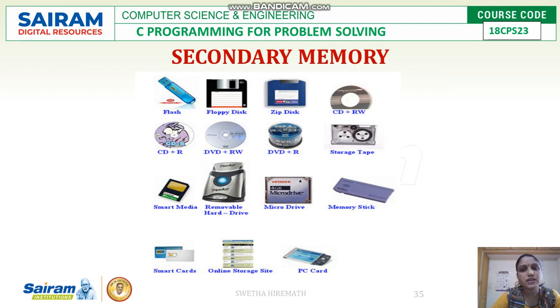Then coming to the secondary memory, what are the different secondary memory devices we have? We have flash memory, floppy disk, zip disk, CD, rewritable CDs, DVDs, storage tape, smart media, removable hard drive, micro drives, memory sticks, smart cards, online storage sites, and also PC cards, which can store a large and huge amount of data when compared with the primary memory.